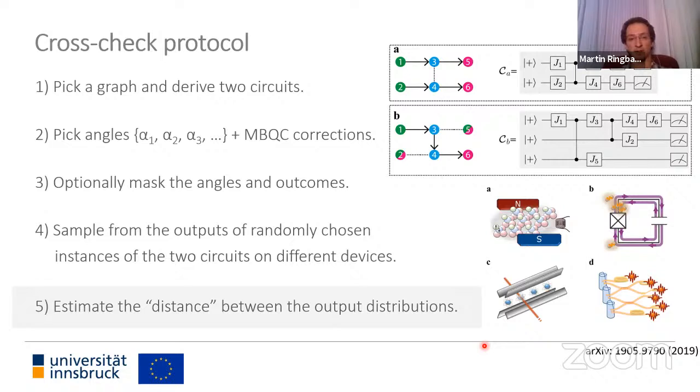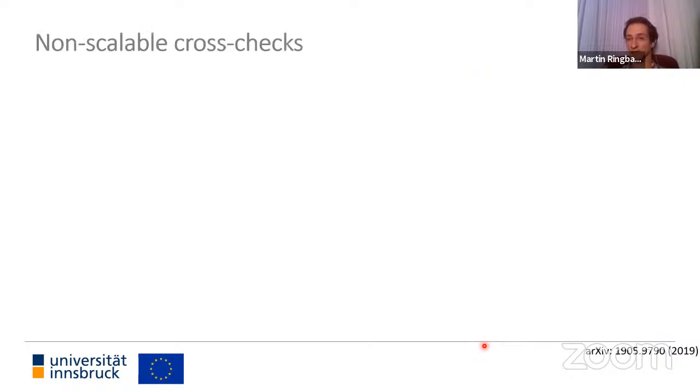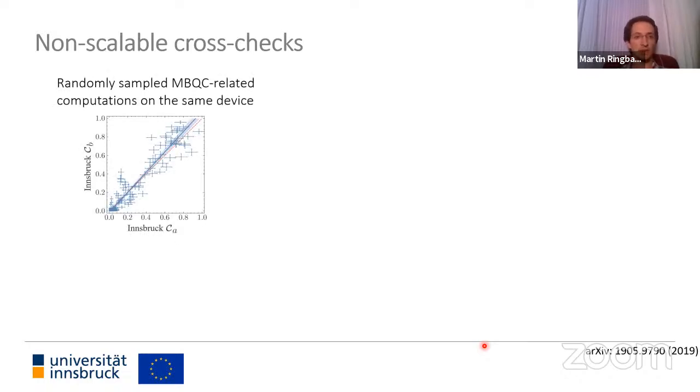Now, before I go into how these are scaled and how to estimate the distance properly, I'll talk about something that is not scalable. It's just to give us a bit of intuition of what we can get out of this, because it's a very coarse measure if you just compare the two probability distributions. So we want to see what this can give us.